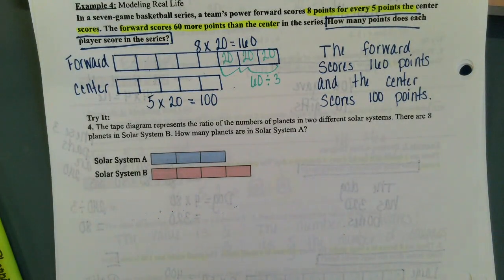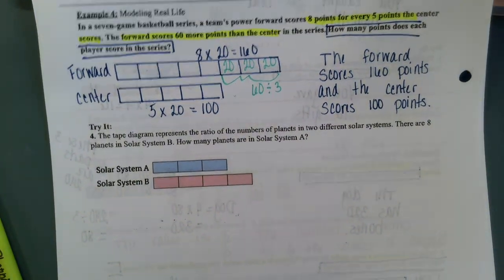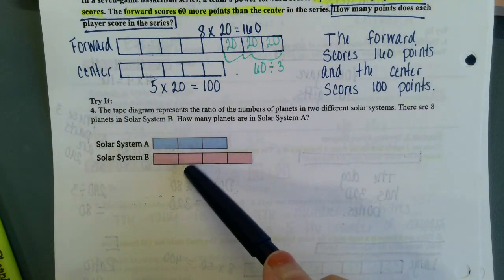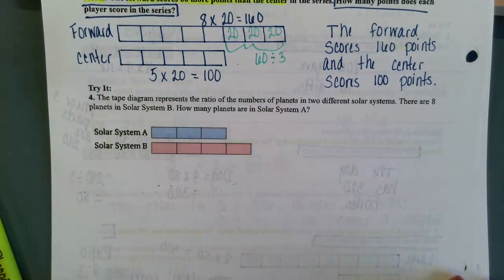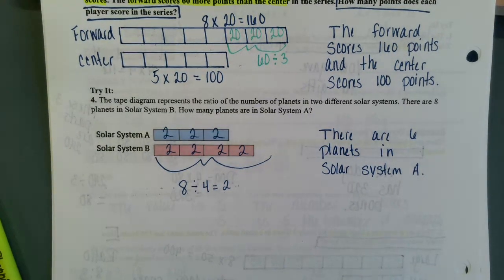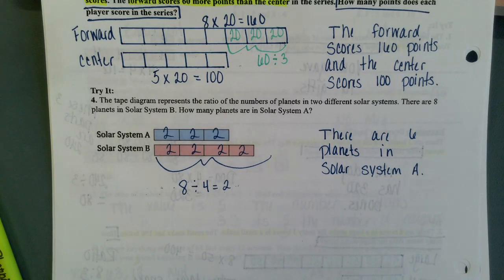The tape diagram represents the ratio of the number of planets in 2 different solar systems. There are 8 planets in solar system B, so how many planets are in solar system A? The tape diagram is drawn for you, so go ahead and pause your video and work that one out. All right, and we would say there are 6 planets in solar system A.